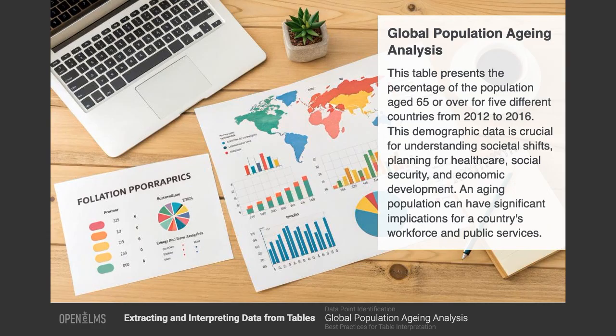Global Population Aging Analysis. This table presents the percentage of the population aged 65 or over for 5 different countries from 2012 to 2016. This demographic data is crucial for understanding societal shifts, planning for healthcare, social security, and economic development. An aging population can have significant implications for a country's workforce and public services.